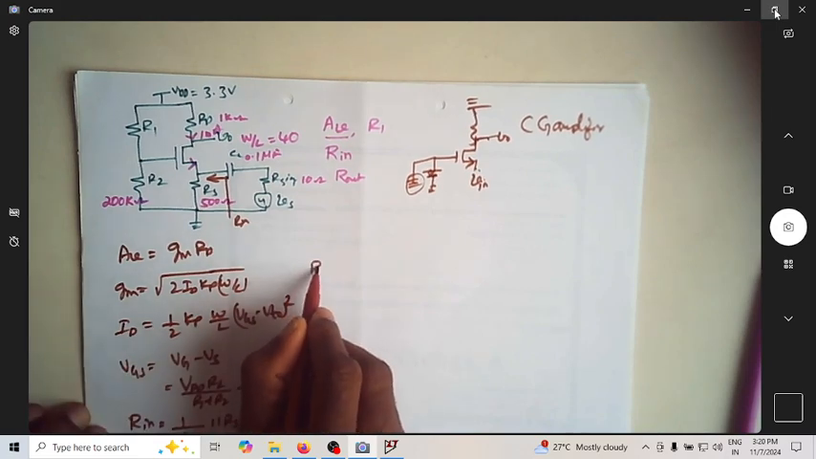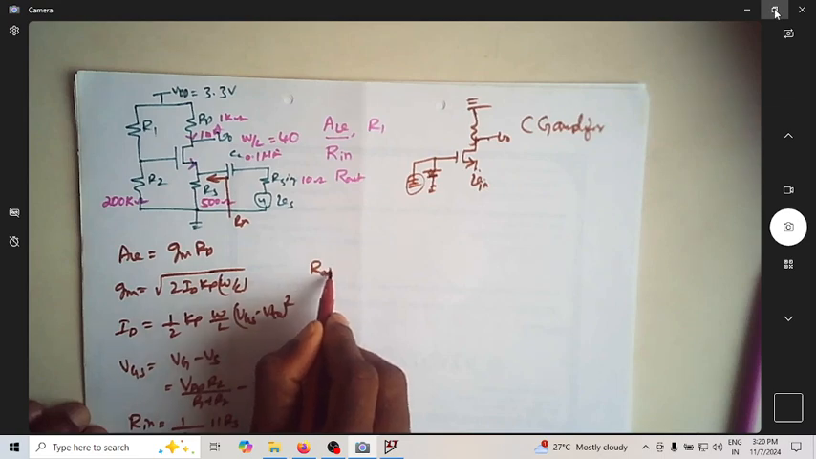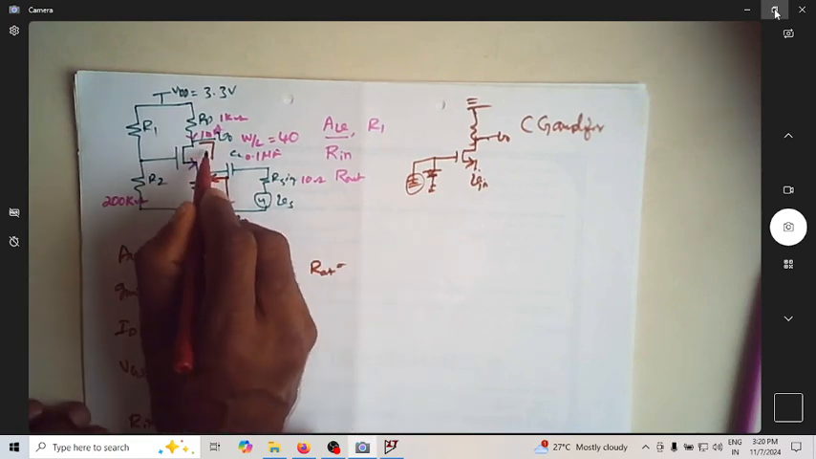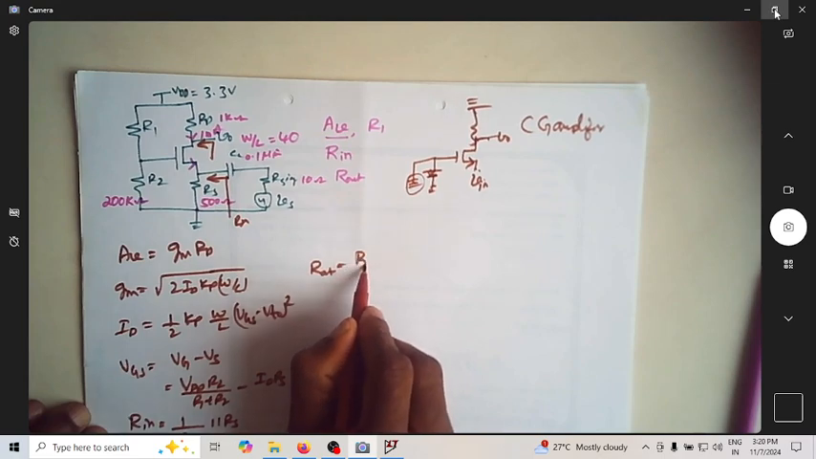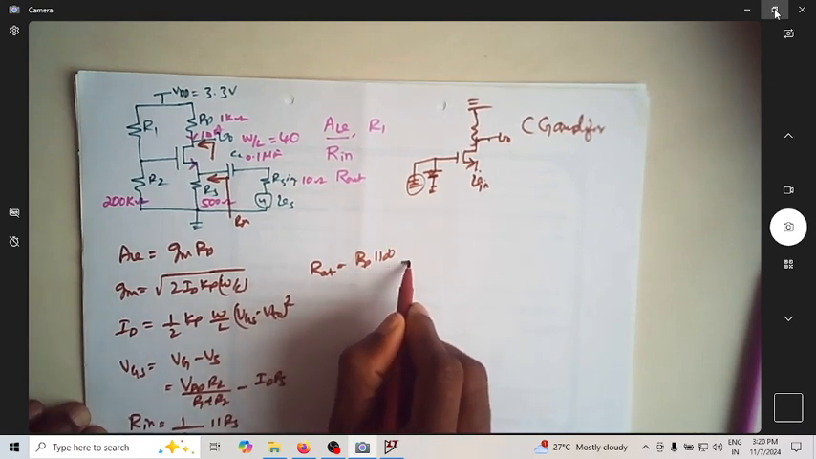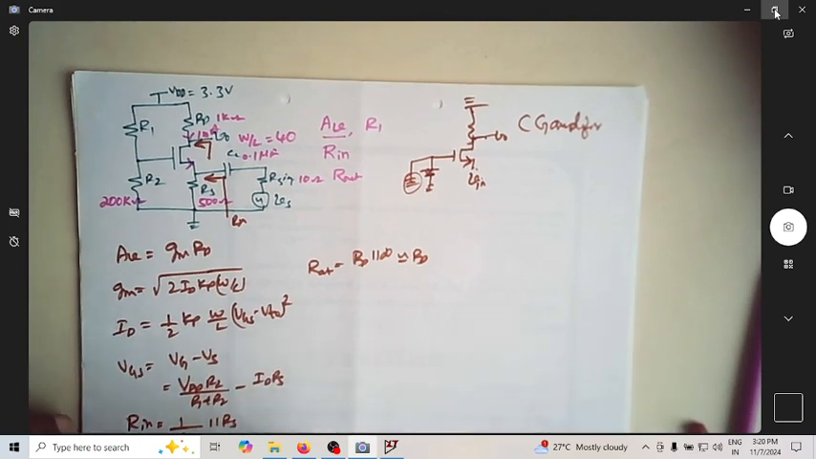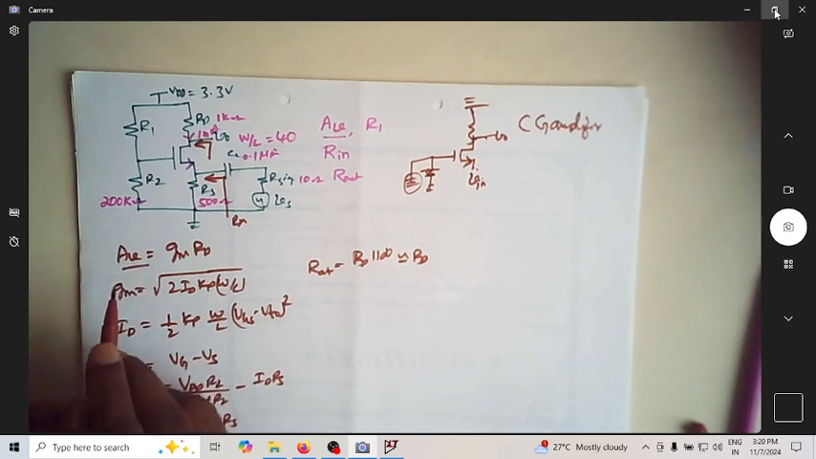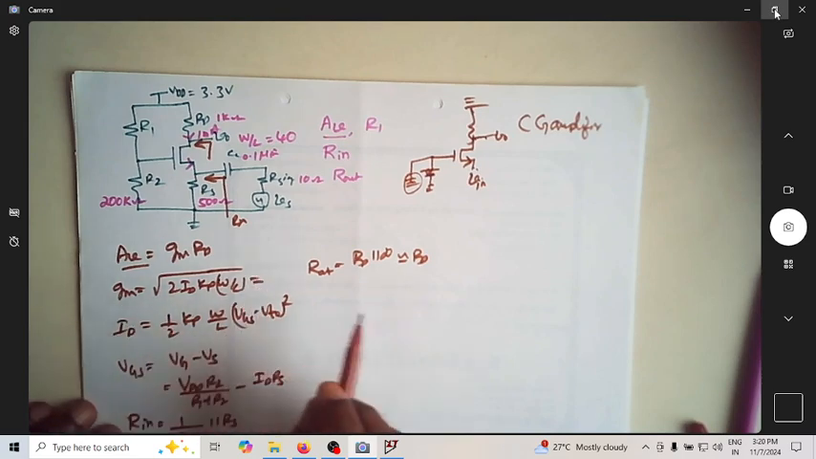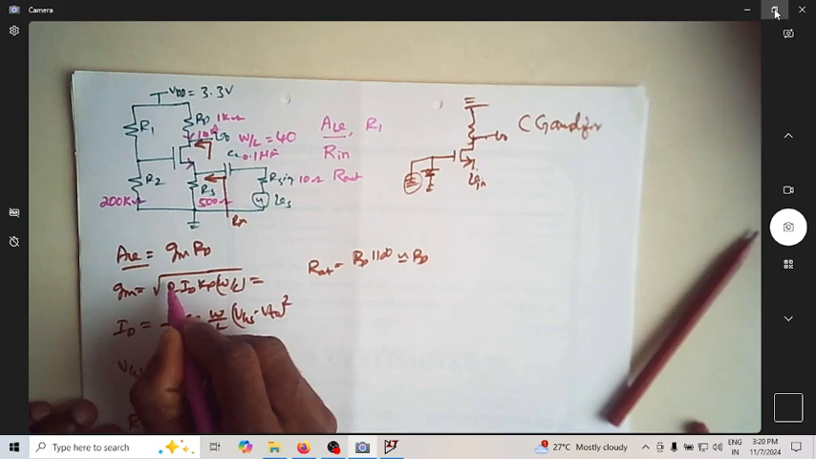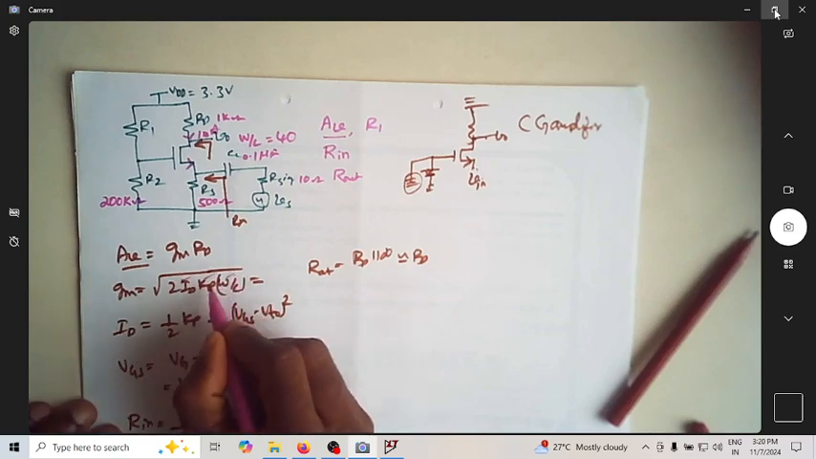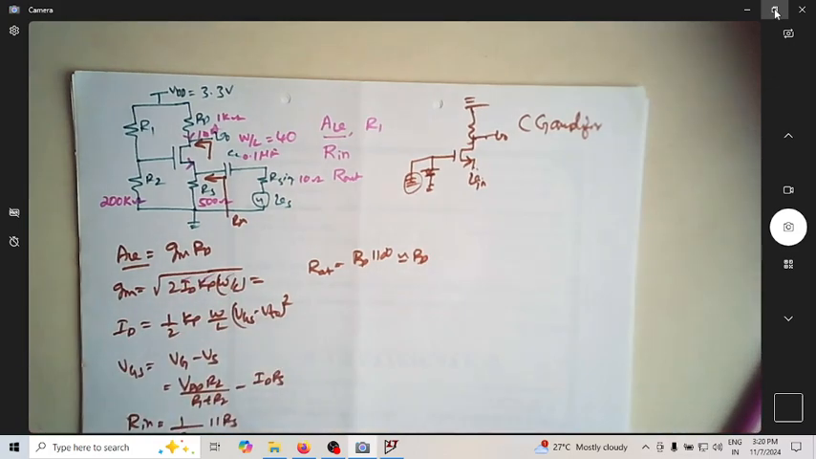Whereas the output impedance is nothing but the resistance seen from here, which happens to be RD parallel infinity, which is almost equal to RD. So these are the values that we have to find. We are asked to find gm and AV. So let us find what gm is. In this equation we know ID, we know Kp, we know W by L, everything we know, so that we can find what gm is.